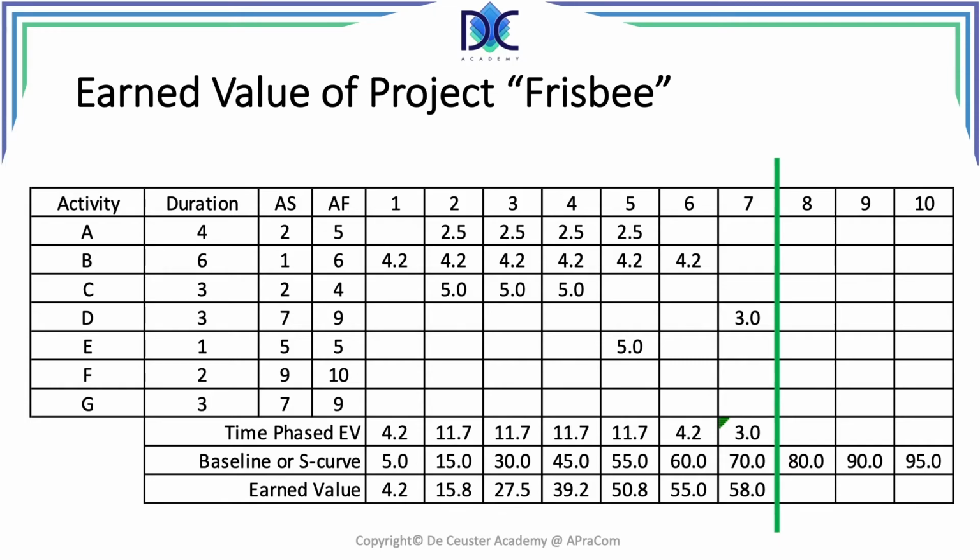We just started E in period 7, and in period 7 we only earned 3K for the deliverables that we completed. E was finished on period 5 as planned, and we can deduce from this, by making the sum of the columns, the time phased earned value of our project up to period 7. Below that we see the baseline or the S-curve, and the last row gives us the cumulative earned value for the project starting from period 1 till period 7.